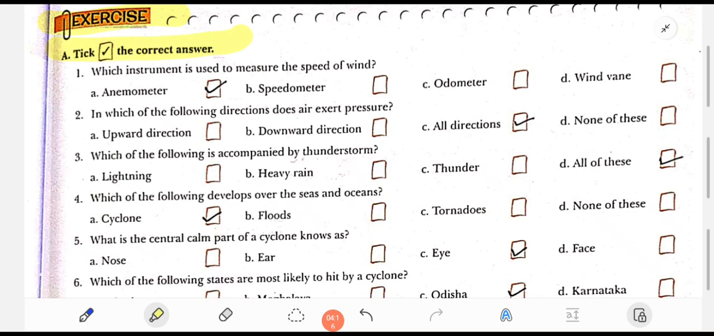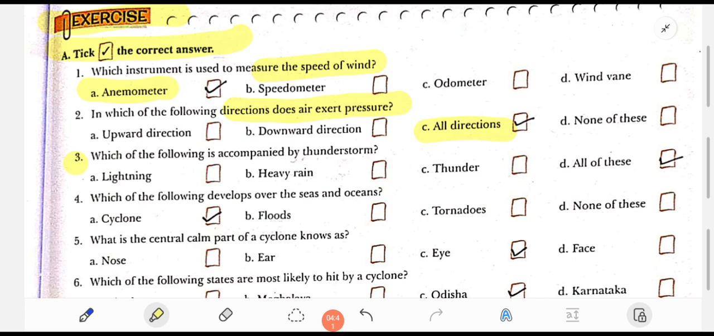Now coming to the next, that is the main book exercise. Here tick the correct answers. So first is, instrument used to measure the speed of the wind. So the speed of the wind is measured by anemometer. In chapter 7 also we have studied about anemometer. Then second, in which of the following direction does air exert pressure? So in all the directions.